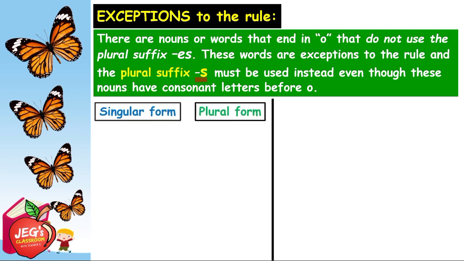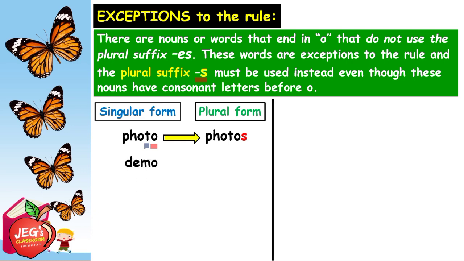Now let's see some examples. The first word is photo. If we add an s with this word, it will become photos. We only add an s even though it ends with O and there is a consonant letter before the letter O, because the word photo is one of the exceptions to the rule.